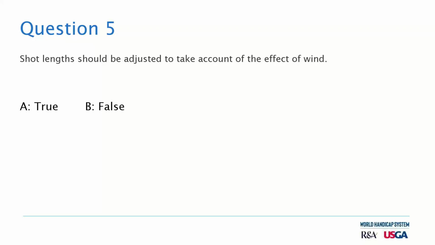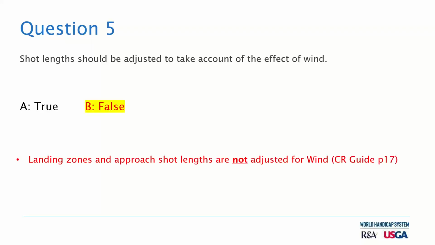We used to adjust for wind on a shot-by-shot or hole-by-hole basis. We no longer do that. We only adjust for wind as a 9-hole value, so it's a front 9 wind adjustment and a back 9 wind adjustment. We do not factor in how it affects each individual hole, much less each individual shot. So the answer is B, false. We do not adjust landing zones. We do not adjust approach shots for wind. Again, that's straight from the course rating guide, page 17.